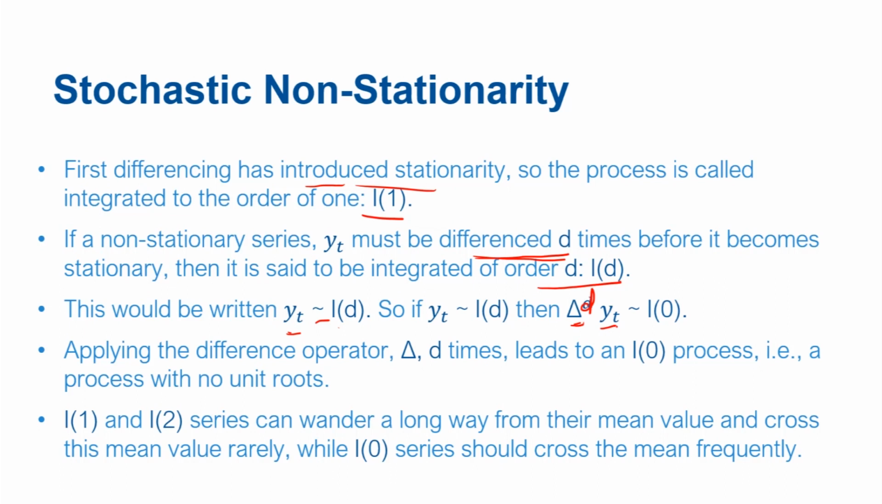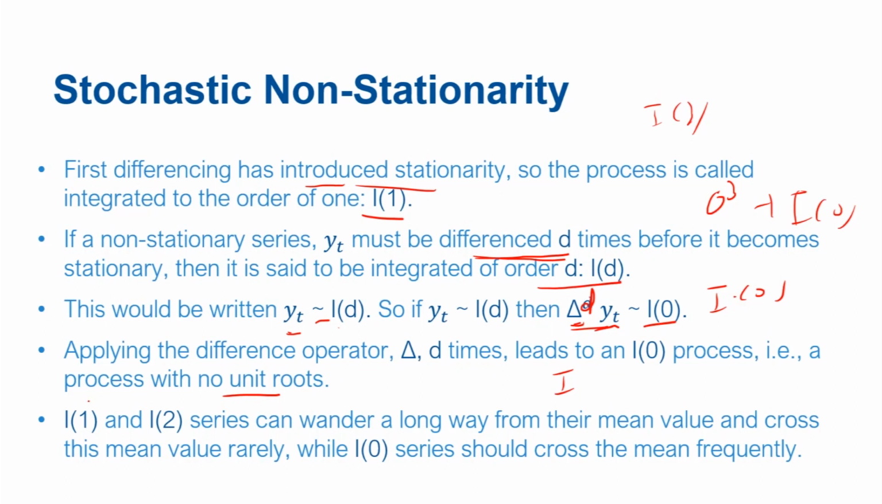When it is applied on yt, it will return an I0 process. That is, if the process yt is differenced d times, it will result in an I0 process, that is, a stationary process with no unit roots. For example, if it is integrated of order 3, then differencing 3 times will lead to an I0 process.